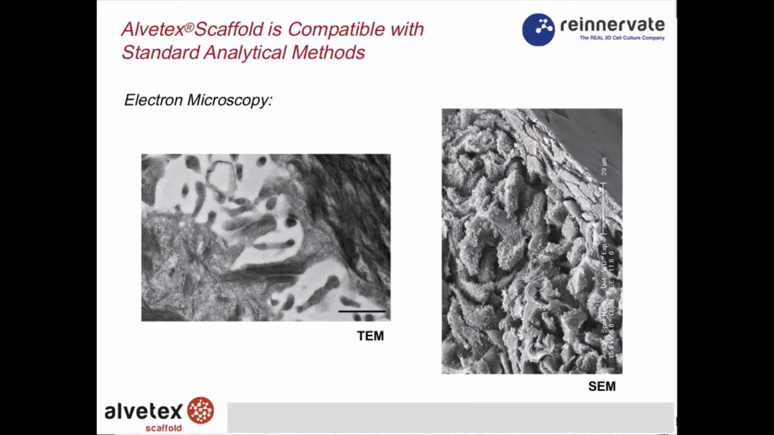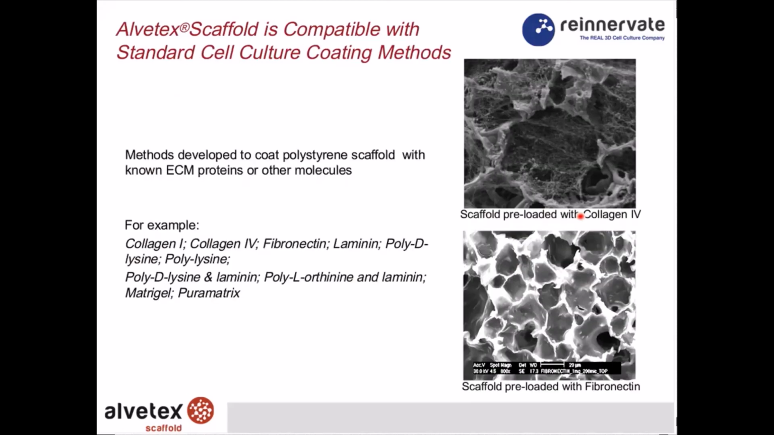And then, just like standard cell culture plastic, it's possible to coat with various reagents. These are all commonly used in cell culture. So ECM proteins, lysines, matrix gel, pure matrix. And here's some examples. The nice thing about the filamentous proteins is that you get a nice 3D web of protein inside the 3D scaffold.